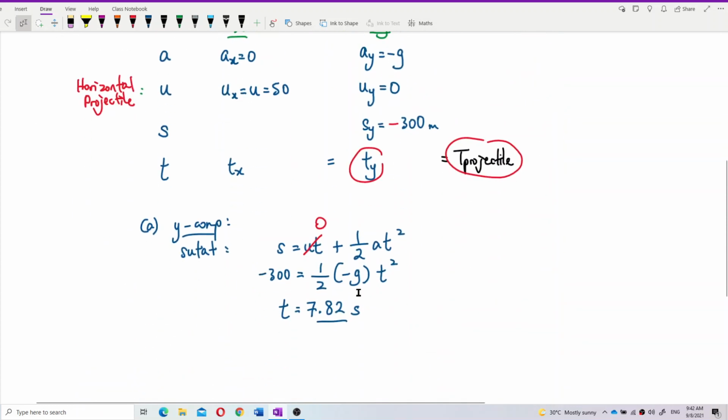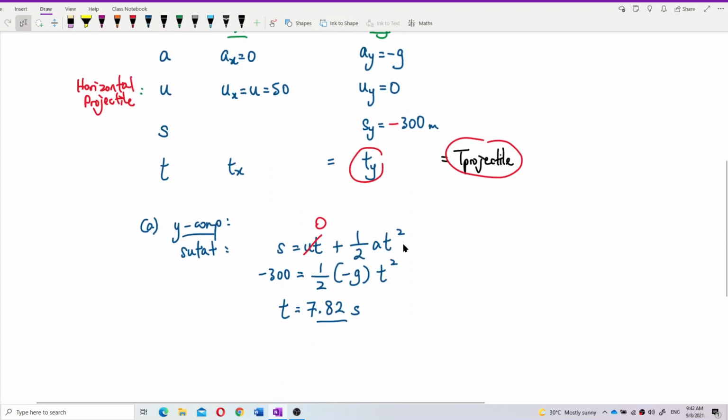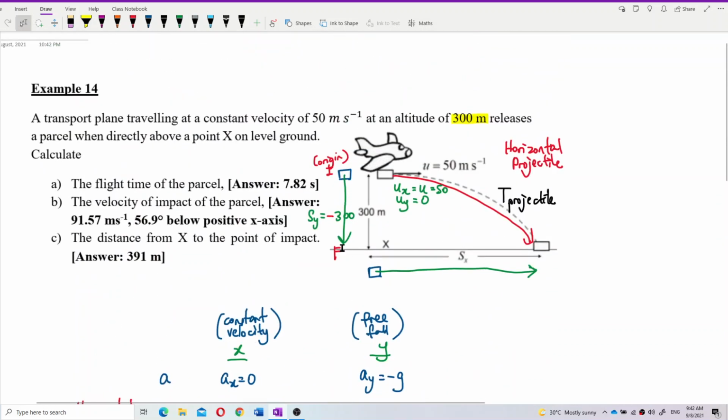So the time for free fall motion is 7.82. Let's just put inside this value, 7.82 seconds. So this time is the time for the free fall motion to reach the ground. So the time for the ball to reach the ground, the time for the free fall, is the same as the time of projectile. I did show you a video clip before showing you two objects, one projectile, one free fall. They reach the ground at the same time, isn't it? So what I can say is the time for free fall is the same as the time for projectile.